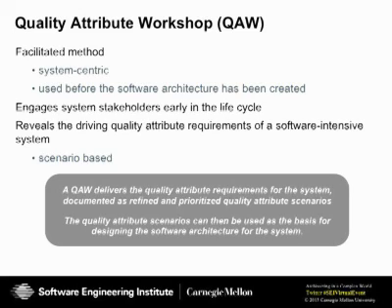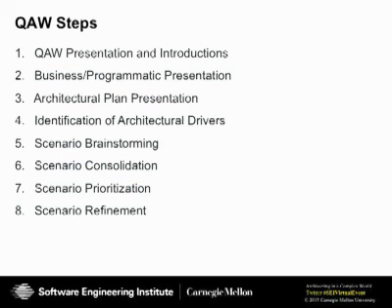The output of the quality attribute workshop is a set of quality attribute requirements that are characterized using something we call quality attribute scenarios. The quality attribute scenarios can then be used as input into the architecture design process. I'm going to go through the steps of the QAW to introduce you to the method. There are also some technical reports at the SEI website that you could read about the quality attribute workshop, and certainly some of our courses cover it in more detail.